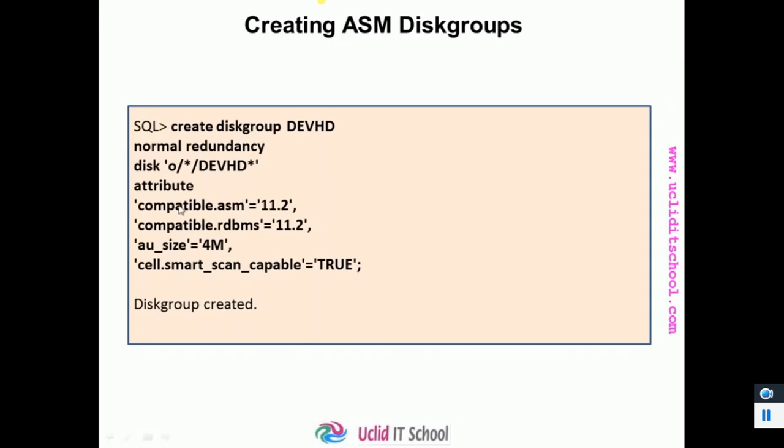Then the attributes I am mentioning: compatible attribute, then AU size, and smart scan equal to true, smart scan capable equal to true. So this is how you start adding hard disk. Once a hard disk is added, it will be detected as a LUN, and once a LUN is detected, you will create a cell disk on the LUN. Then on the cell disk, you create grid disk. Then using this grid disk, you create ASM disk group. So that is how the storage is provisioned inside the database machine.